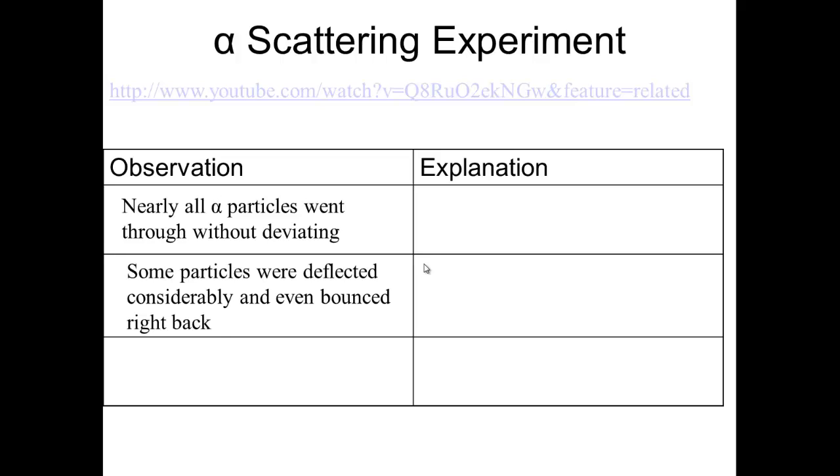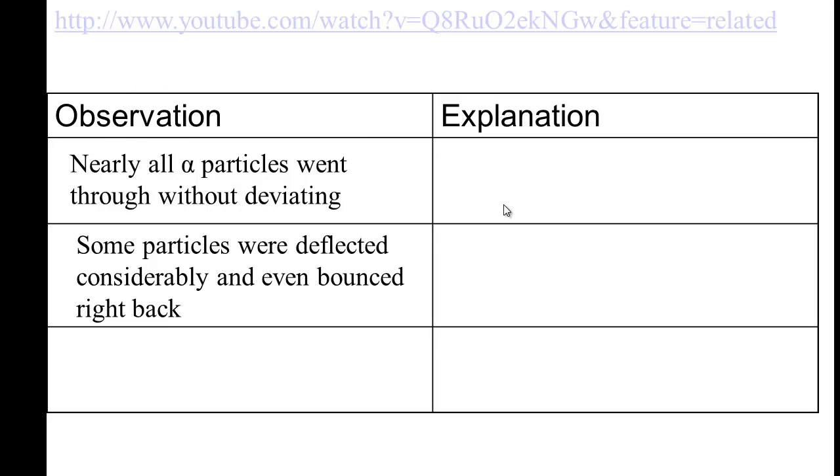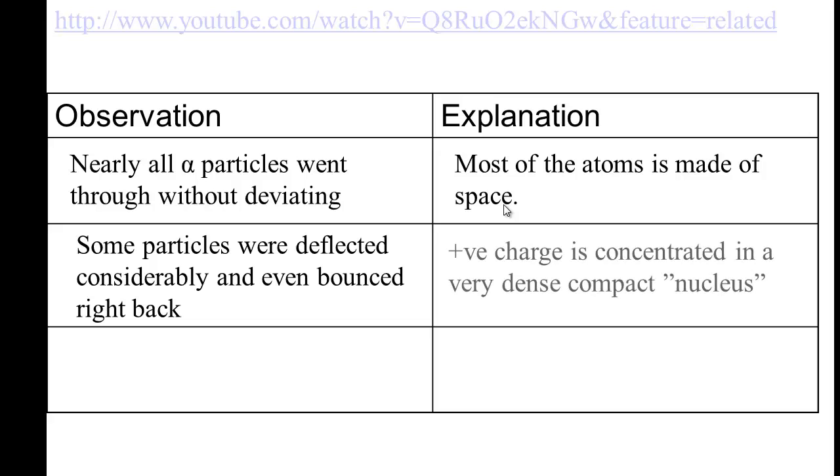Now, how can you explain that the other particles went through without deviating? Most of the atom is made of space. The second one is some particles were deflected considerably and even bounced back. So what could be an explanation for that? That the positive charge is basically concentrated in a very dense, compact nucleus.